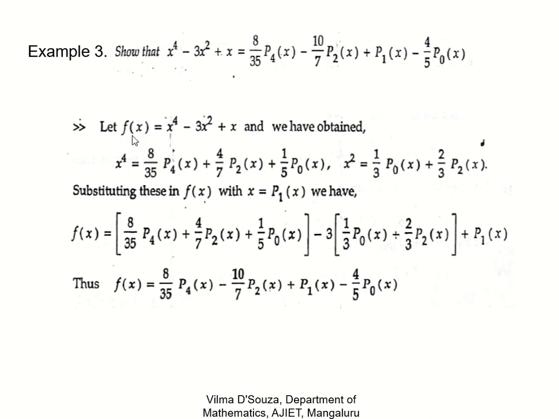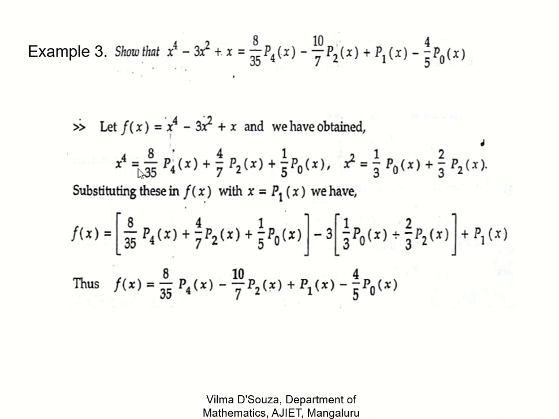Okay. Now f of x is x to the power 4 minus 3x square plus x. You have the expression for p0 of x, p1 of x, p2 of x, p3 of x, p4 of x. You have x to the power 4 here, so you have to consider p4 of x also. Okay. Now what is x to the power 4? You can go back and verify from the expression of p4 of x.